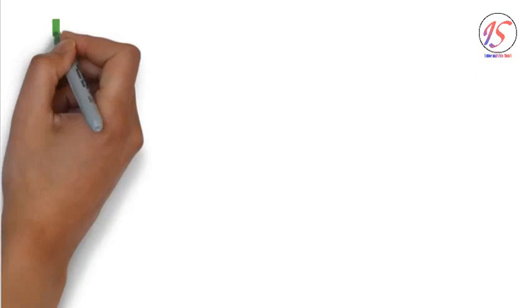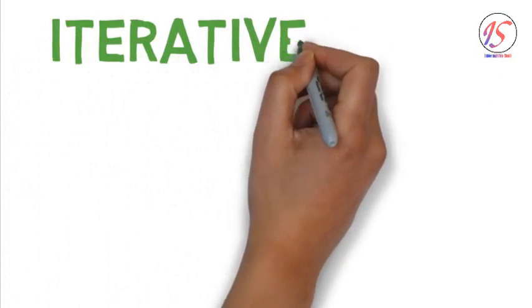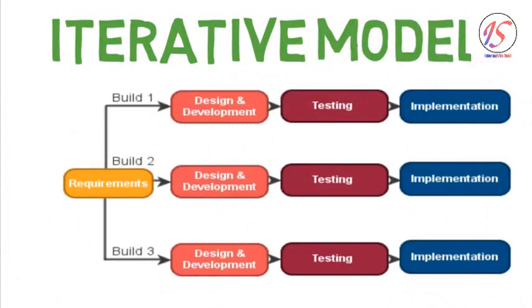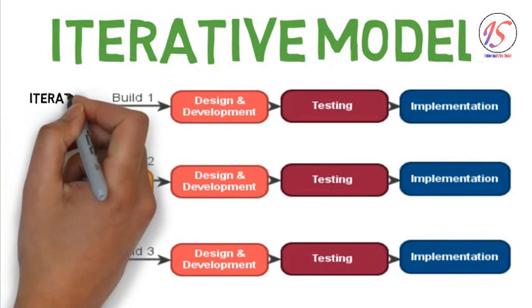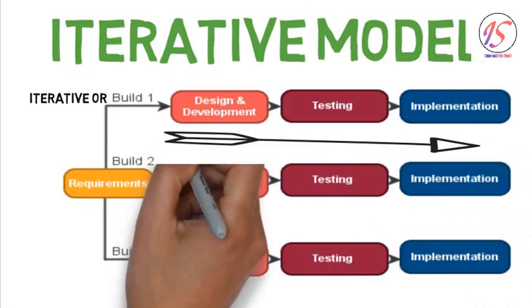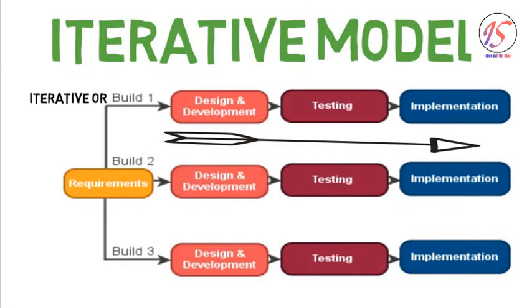In this video, we are going to discuss a type of SDLC model which is known as iterative model. The basic idea behind this model is to develop a system through repeated cycles. Those cycles are known as iterations, and these cycles are built in small portions at a time, incrementally.